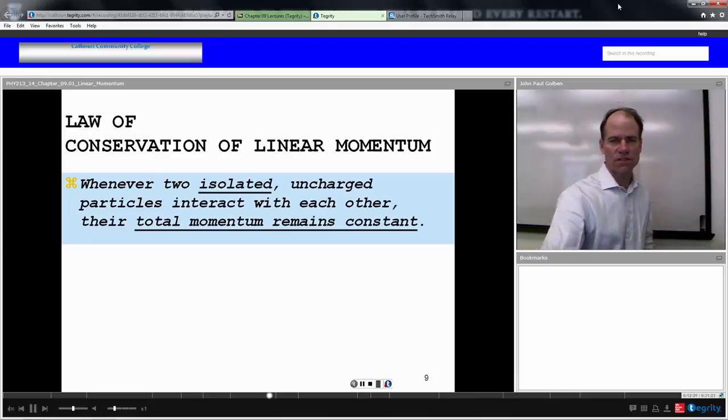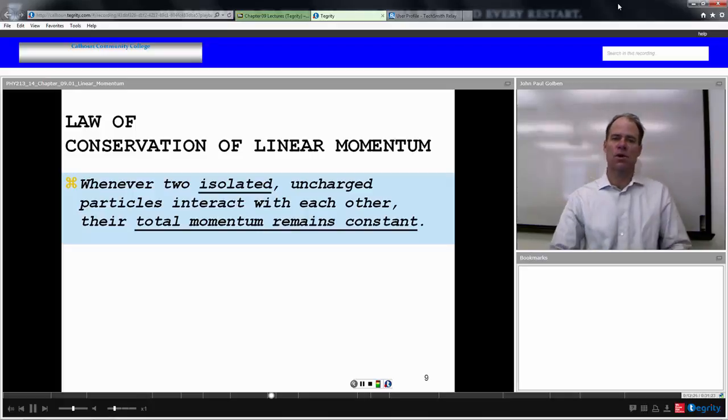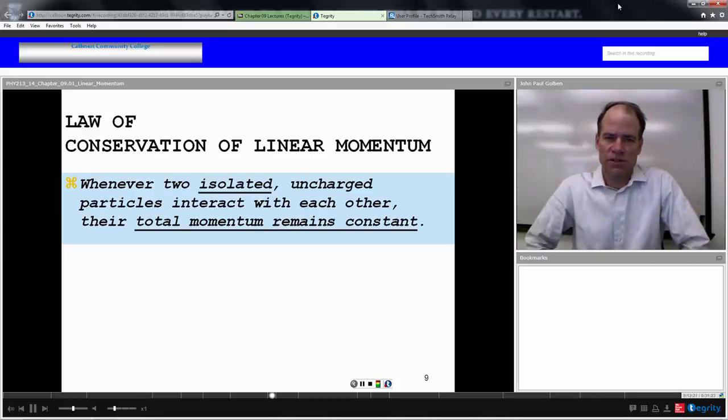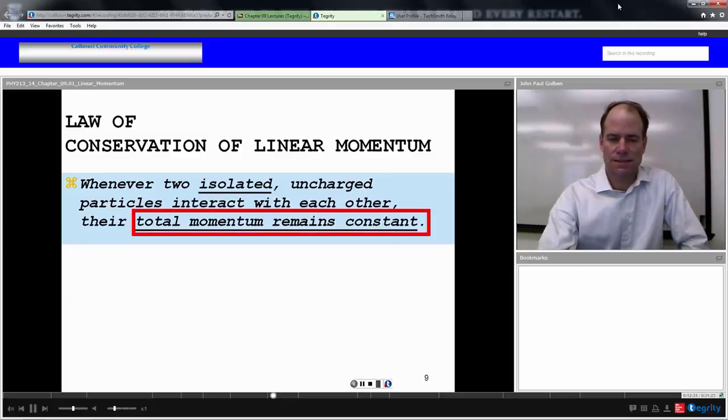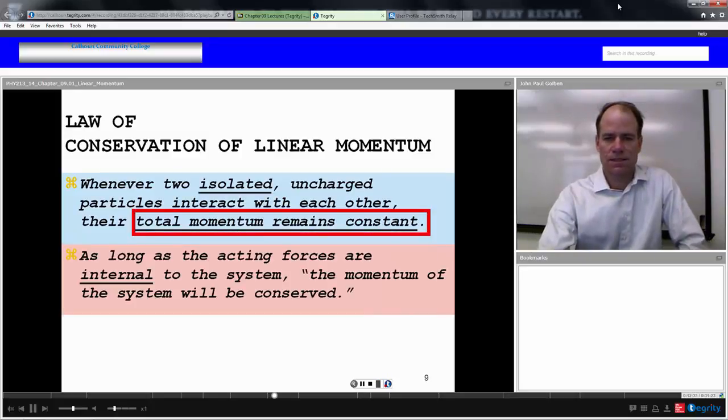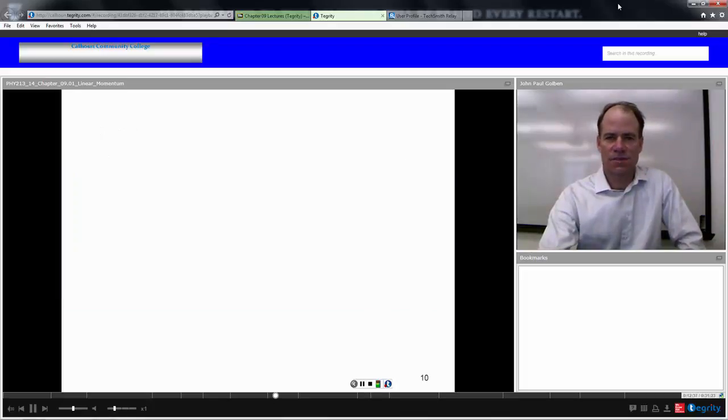Law of conservation of linear momentum. Whenever two isolated, uncharged particles interact with each other, their total momentum remains constant. As long as the acting forces are internal to the system, the momentum of the system will be conserved.